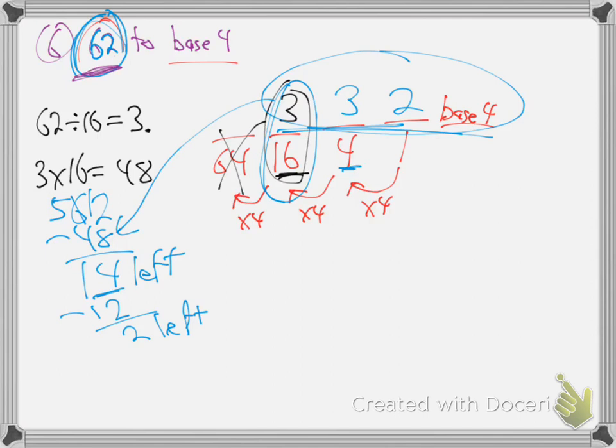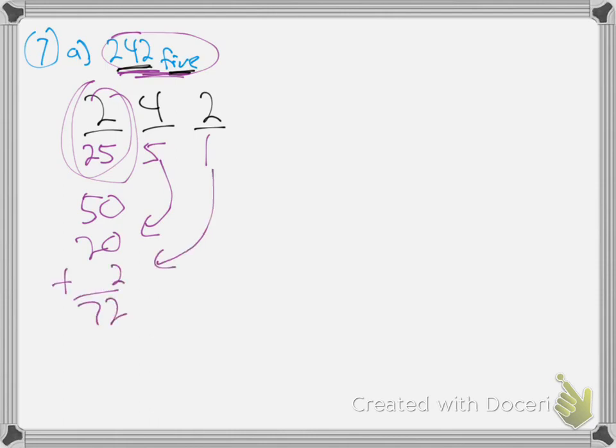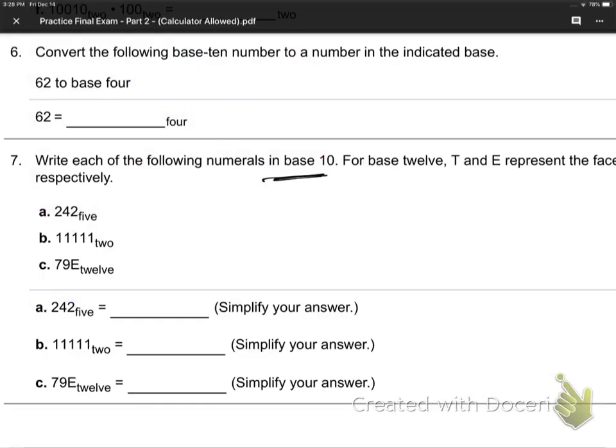See how that's different than the last problem? They started me with a normal number, said change it to base 4. Now they're starting me with a foreign number, base 5. So 2 25s, that's 50. 4 times 5, that's 20. And 2 times 1, that's 2. Added up, 72. This is the normal number, 72. 2, 4, 2, base 5 is the normal number, 72. Let's try part B. B is 5 ones, base 2.